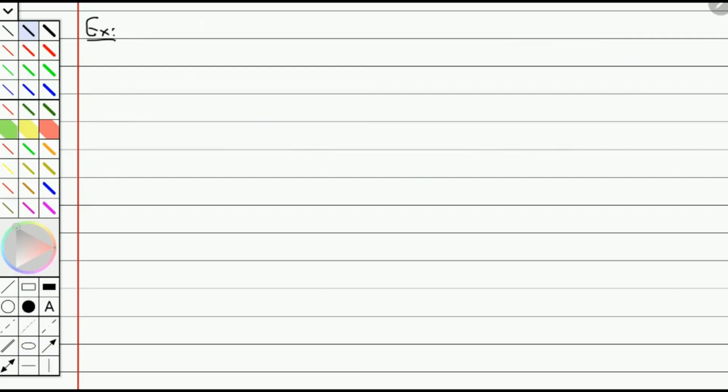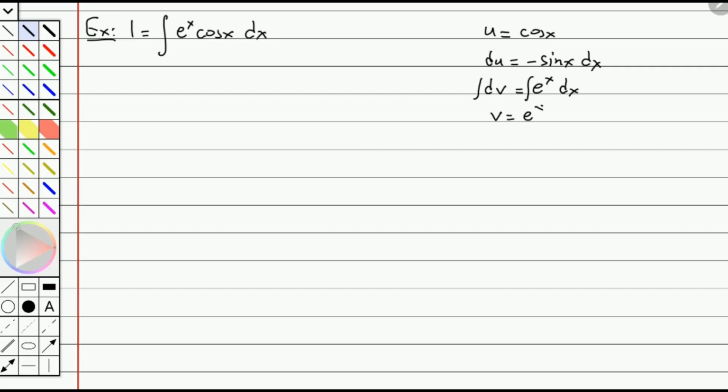Let's see another example. I is equal to the integral of e to the x cosine x dx. Here we have a product of an exponential and a trigonometric function. So obviously the trigonometric has a higher priority for u, u equals cosine x, du equals minus sine of x dx, and dv is e to the x dx, integral, and v is e to the x.